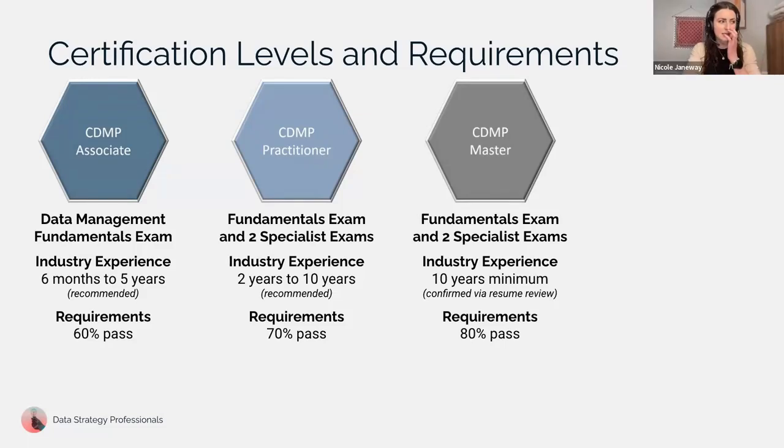Yeah. And just to reiterate what I said earlier, the industry experience is recommended for those first 2 levels, but it is required for the master level. So everybody, when you take the fundamentals exam and you pass it with above a 60, you will be awarded the CDMP Associate. And then to progress, you're going to need to take the 2 specialist exams. Your minimum score depends on which level you're aiming for. If you are aiming for the CDMP Practitioner, you need to score at least a 70 across all 3 tests, the fundamentals and the 2 specialist exams of your choice.